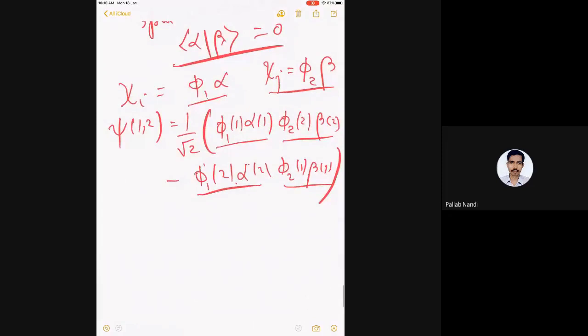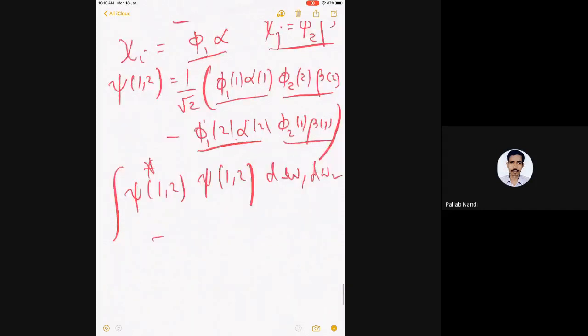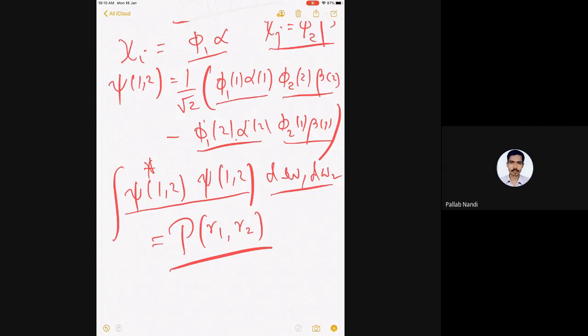Then what I'm doing is the following. I'm integrating psi 1 2 star, psi 1 2, d omega 1, d omega 2. And I'm defining this as the probability density of 2 electrons at R1 and R2. I hope that is first very clear. Because in the Born interpretation, psi star psi is a probability density. But with spin, if I integrate spin, it becomes probability density only in space orbitals, R1 and R2. Is it clear?